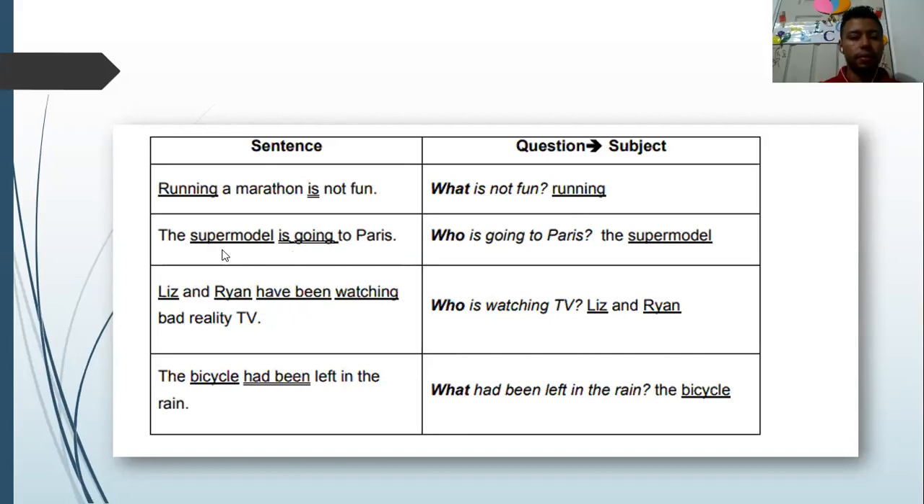Continue. The supermodel is going to Paris. What is going to Paris? The supermodel. Liz and Ryan have been watching bad reality TV. Who is watching TV? Liz and Ryan. The bicycle had been left in the rain. What has been left in the rain? The bicycle. Okay.